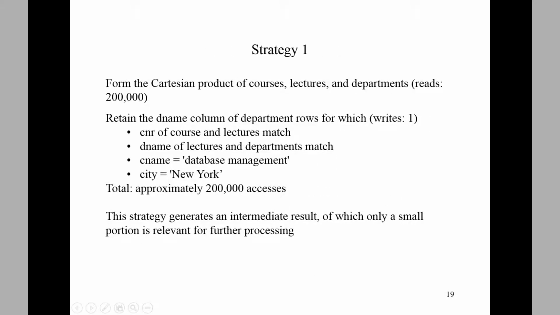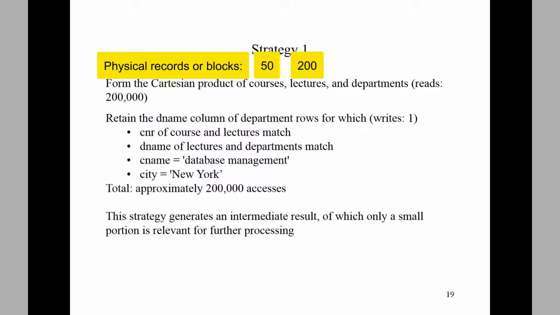The first strategy they suggest would be to form the Cartesian product of courses, lectures, and departments. Before we discuss this, remember that a Cartesian product says that we're just slapping the rows together from these different relations or tables. There's no relationship that is being exploited or utilized to connect the rows. So we're going to get a lot of data produced, and much of it will not be very meaningful. So in forming the Cartesian product, we should note then, based upon the record size and the number of blocks, that there will be 50 blocks from courses, 200 blocks from lectures, and 20 blocks from departments. This is where their suggested number of reads of 200,000 comes from. Multiply 50 times 200 by 20.